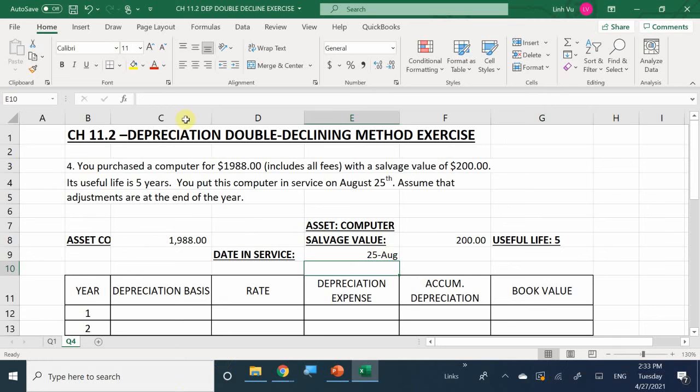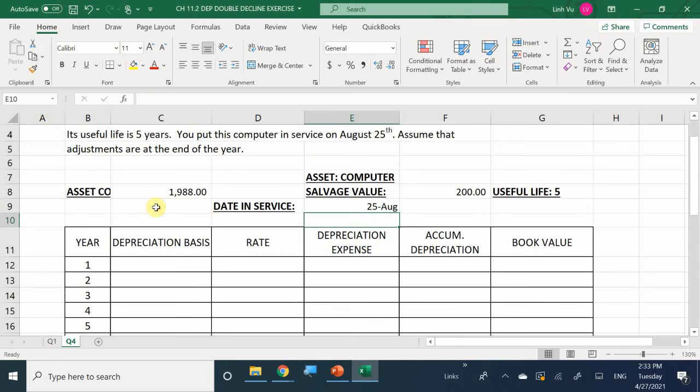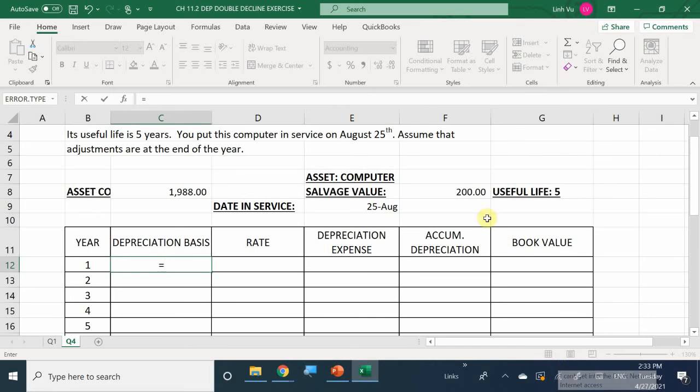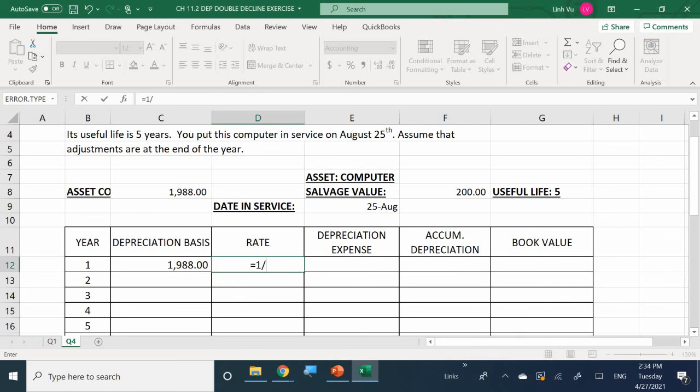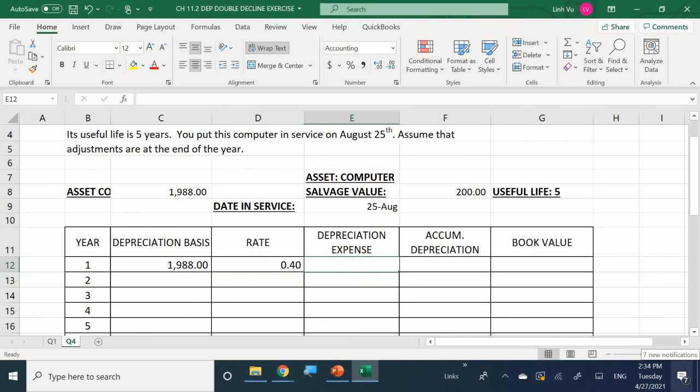So let's go ahead and depreciate it for the first year. What's my depreciation basis going to be? 1988. We care about what the value of it is, and right now it is costing me 1988. What's my rate going to be? 40%. It's 1 over the useful life of 5 times 2, which gives you 40%. So then what's my depreciation expense going to look like?